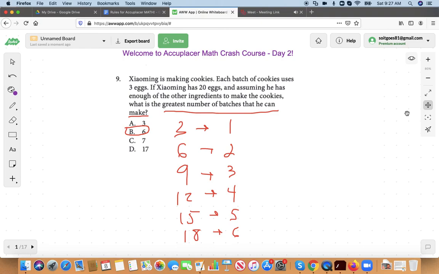Yes, sir. Now, here's the tricky part. A lot of students are going to do this. They're going to say, who's got 20 eggs? I'll just divide by 3. Yeah, that's what I was thinking. But do you have your calculator handy? Yes, sir. Do that. Divide 20 by 3. What do you get?